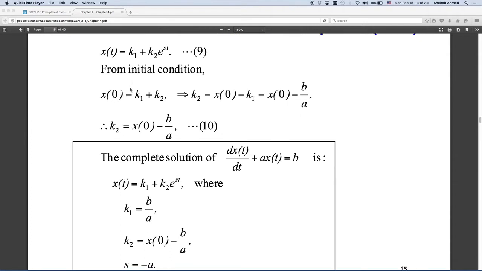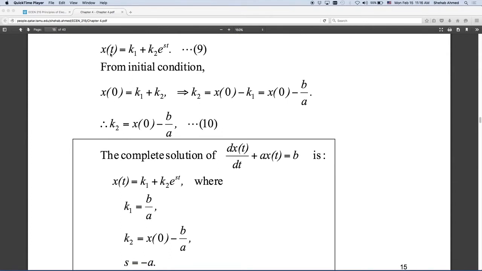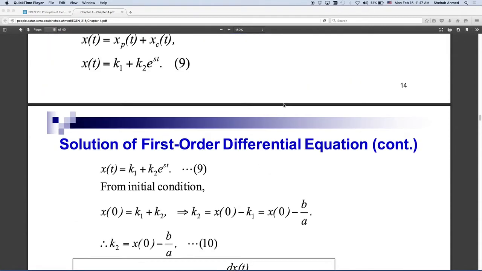So from the initial conditions, I substituted t equals 0. This is k1 plus k2, right? k1 plus k2, then k2 is equal to what? x of 0 minus k1, right? And k1, we will see how we calculated k1 from a little bit before that. So k2 is equal to x of 0 minus k1. I will go back to the k1 calculation. Once we go back to this, we know that k2 is equal to x of 0 minus b over a. So let's see where they got the b over a from.